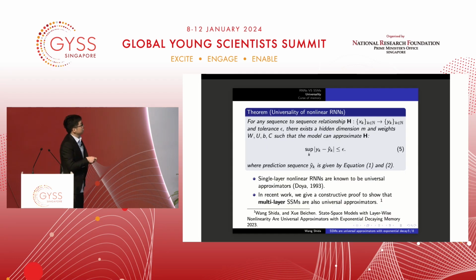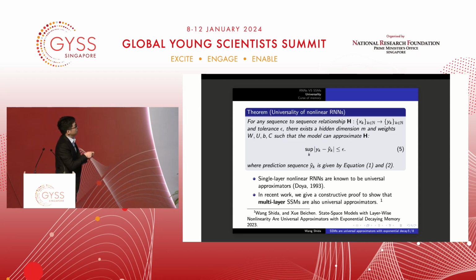Now we come to the first result for these recurrent models, the universality part. For any sequence-to-sequence relationship and any tolerance epsilon, it has been proved in some paper, dating back to 1993, that there always exists a hidden dimension M and corresponding trainable weights W, B, C, such that this model can approximate the target relationship H.